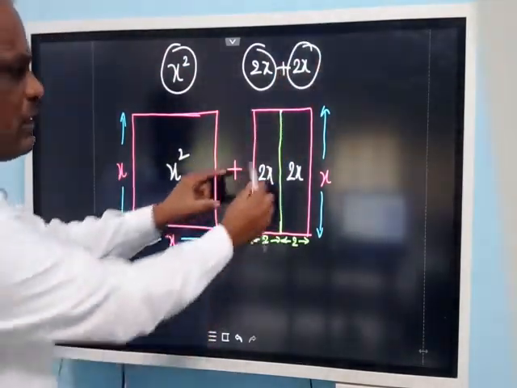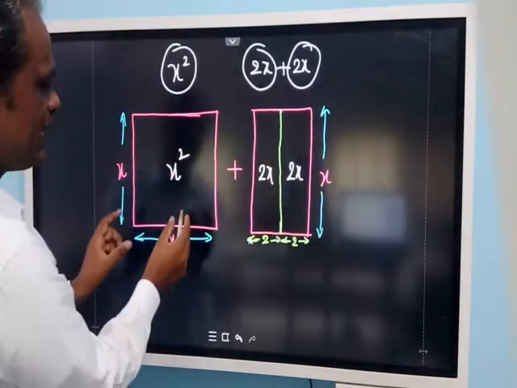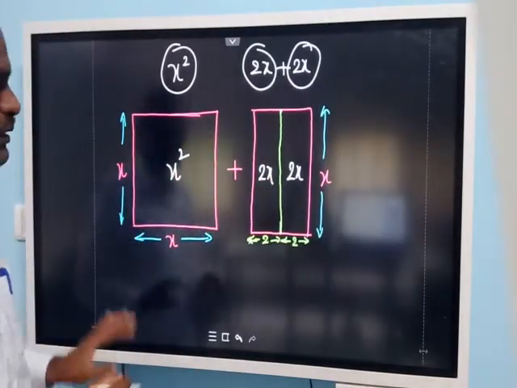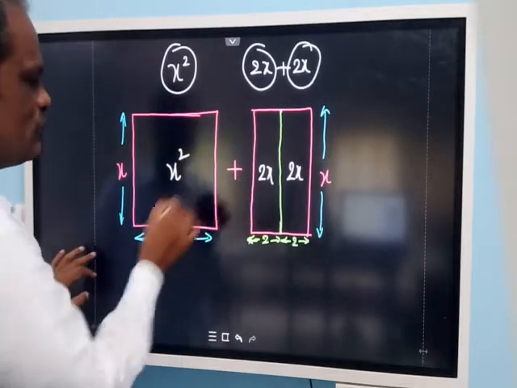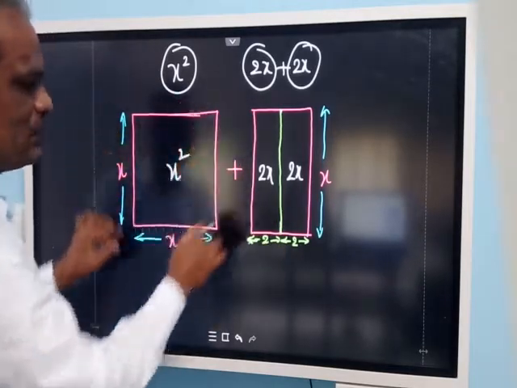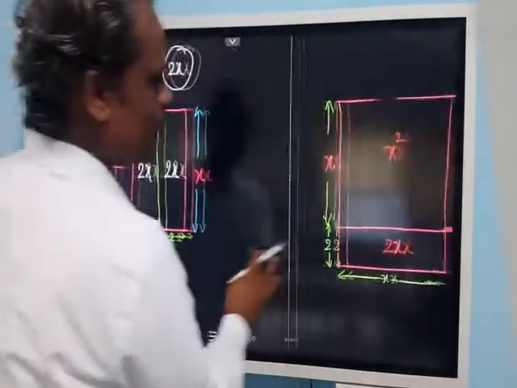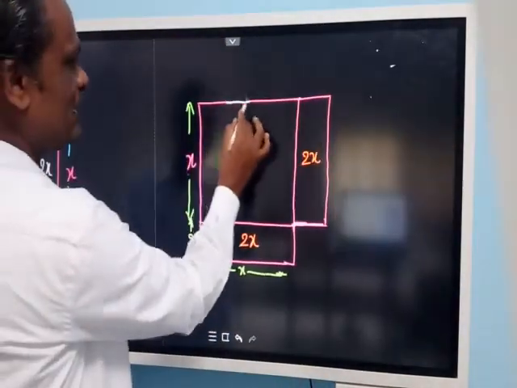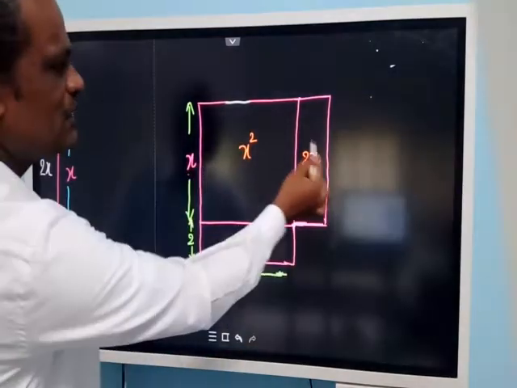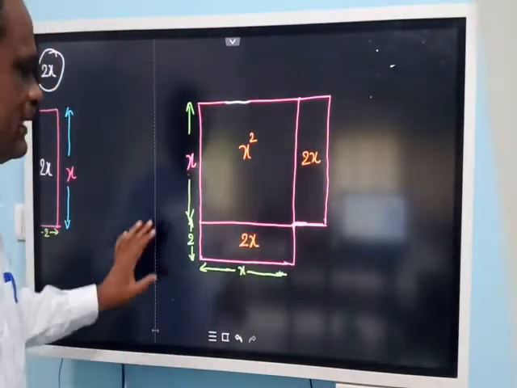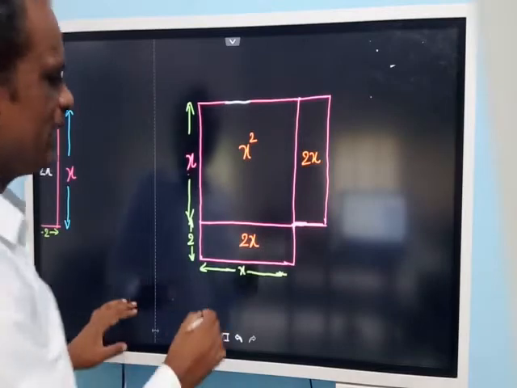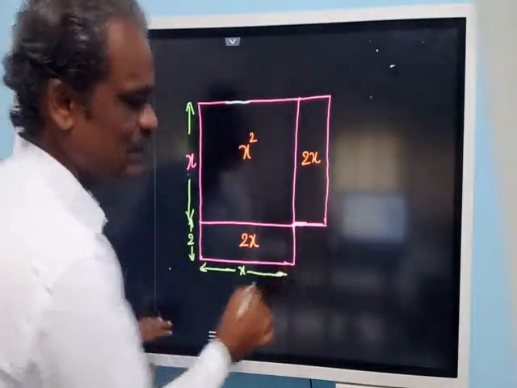So now you take these rectangular pieces and arrange them along with this square. X square plus 2x and 2x, we have to arrange adjacent to this square, and it will be like this. You arrange 2x here and 2x here. It is not a complete square now. To make this a complete square, we need to fill this gap here.